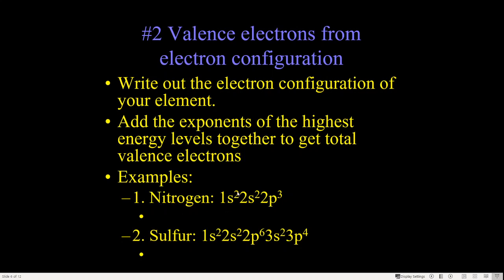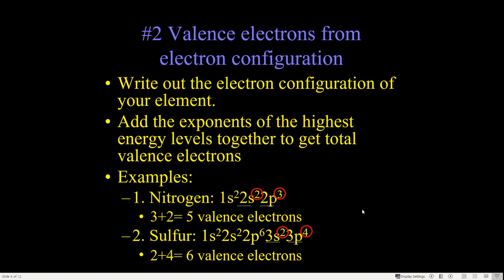Here is the electron configuration of nitrogen. Our highest energy level is 2 here, so I'll underline each of those, the S and the P. And then you have exponents of 2 and 3. You would add those together to get a total of 5 valence electrons. And nitrogen is in group 15. Sulfur, here's the electron configuration. You would underline the highest energy level, which is 3. You have the two exponents here, 4 and 2. You add them together to get 6.